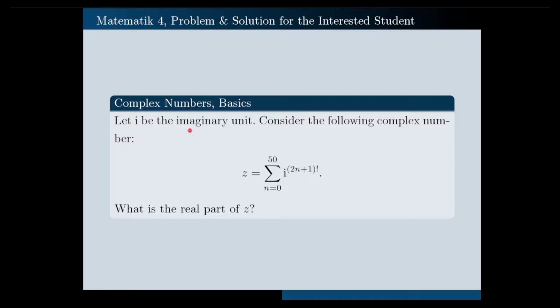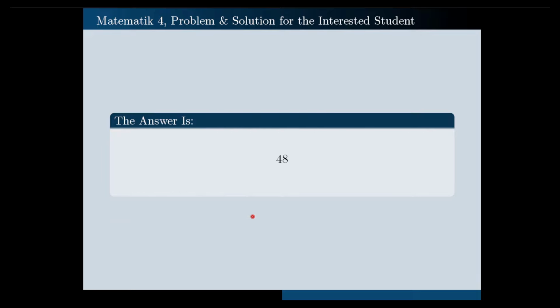Let i be the imaginary unit. Consider the following complex number: z equals the sum, n goes from 0 to 50, of i to the power of (2n plus 1) factorial. What is the real part of z? It would be a good idea if you pause the video at this point and try to solve the problem yourself first. If you do your calculations correctly, the answer that you will get is simply 48.